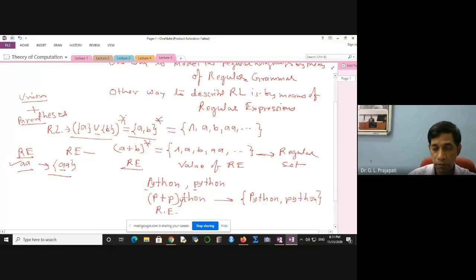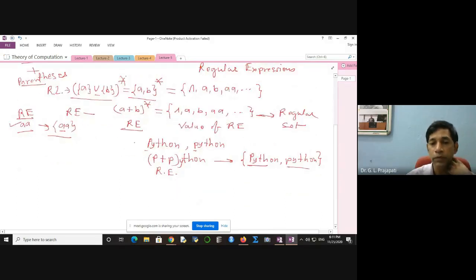So it has two sentences. One is this and one is this. See, this is the simplest regular expression we have. Whenever you have this kind of thing, it means you are going to concatenate. Once you concatenate with YTHON, capital P can be joined with YTHON and small p can also join with this. This is the way you make the concatenation.